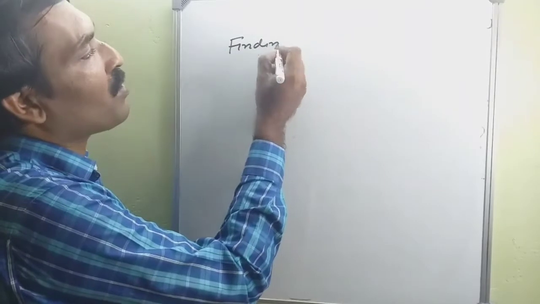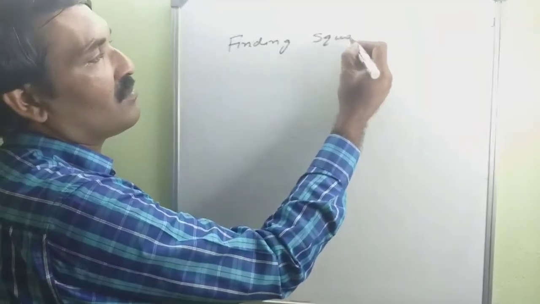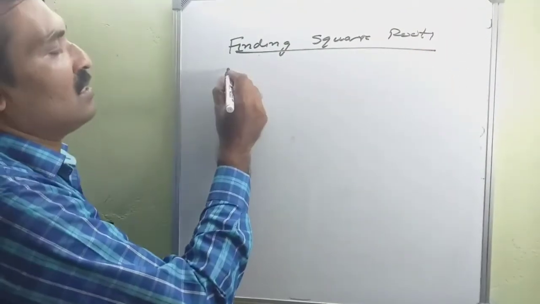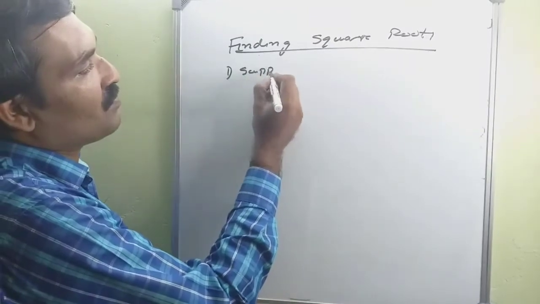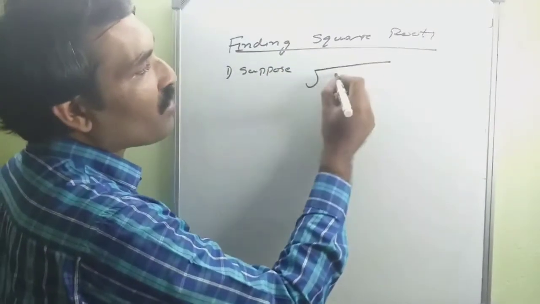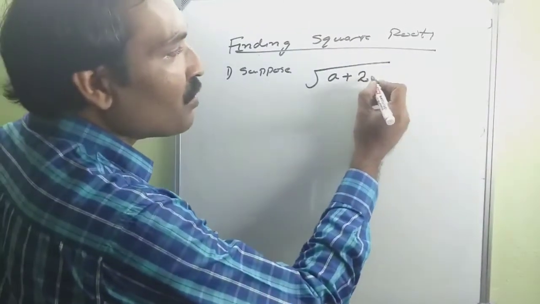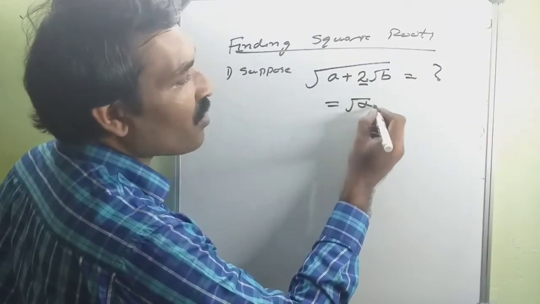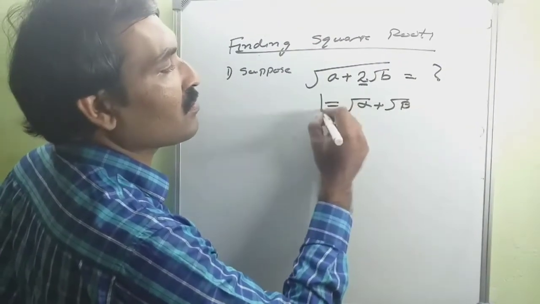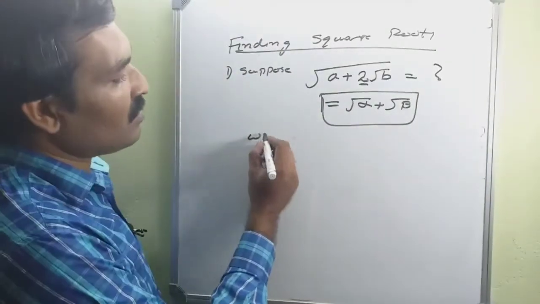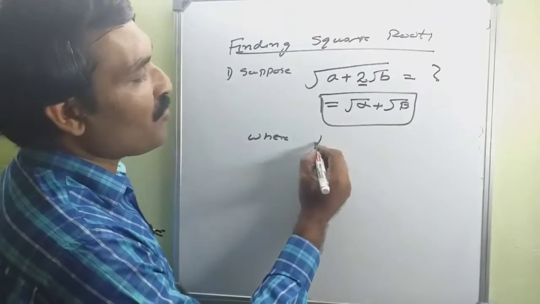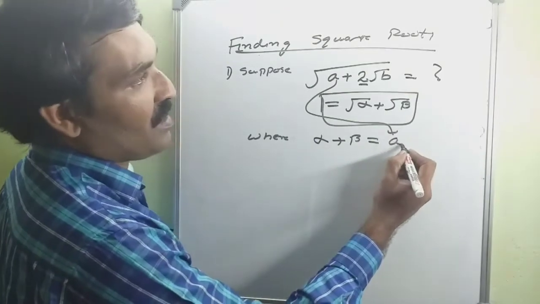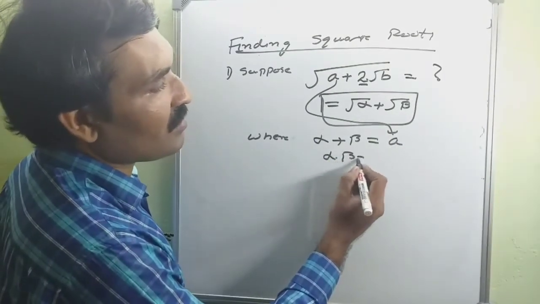Finding square root. Suppose root of a plus 2 into root b. Right. This is equal to root alpha plus root beta, where alpha plus beta is equal to this a and alpha into beta is equal to b.